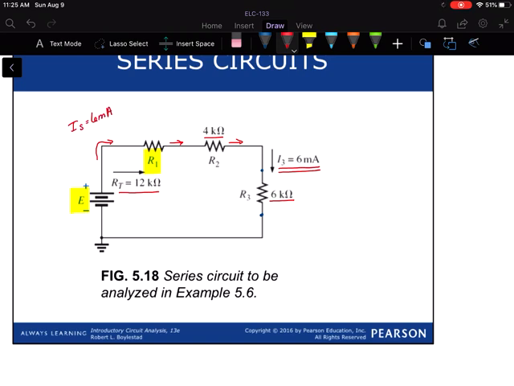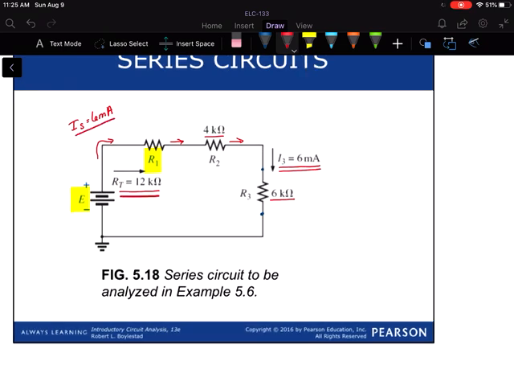Now how does that help us? Well, if we know RT and we know the source current, then we should be able to use Ohm's law to calculate our total voltage supplied. So I sub S times RT, we have 6 milliamps times our 12 kilohms. So we must have 72 volts there.